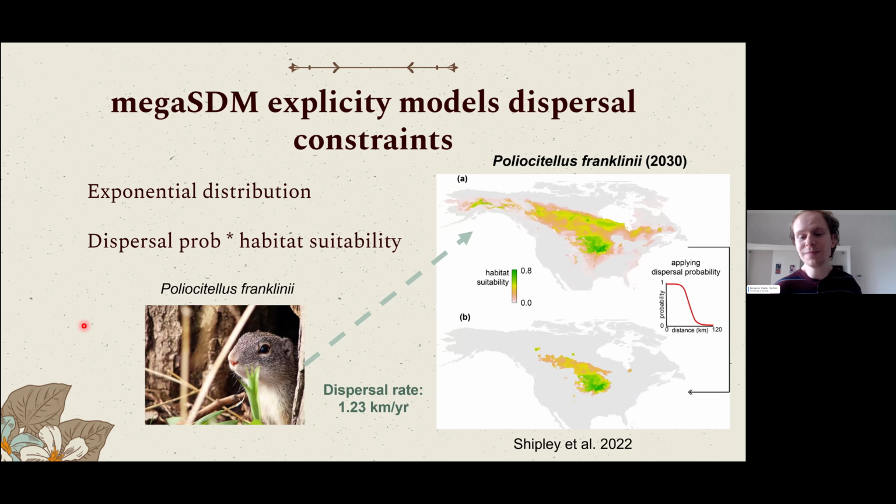To illustrate how this works in practice, I've created 2 different maps here. The map on top shows the predicted distribution of the Franklin's ground squirrel in 2030 without dispersal constraints. And you can see areas in Alaska and central Canada have opened up as being suitable for the Franklin's ground squirrel. However, the Franklin's ground squirrel doesn't live in Alaska and Canada at the moment, aside from the areas of Canada that it does. So it might not be able to colonize these areas. And instead, we have to incorporate this dispersal rate to show that this species is not going to reach Alaska.